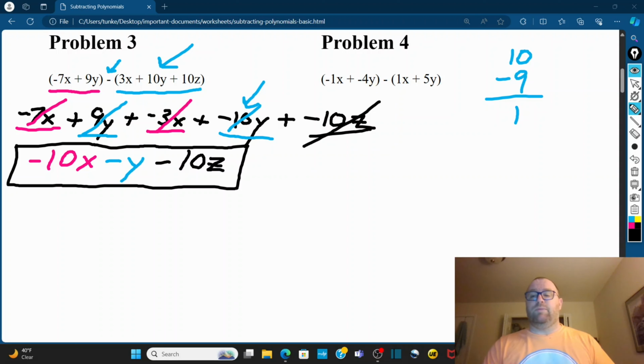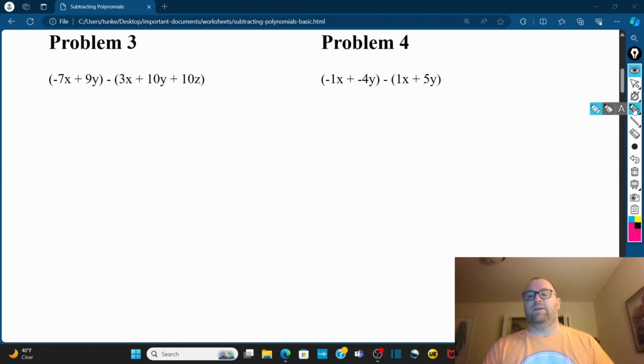Okay, I'm going to erase this one. We'll move to our last problem, which was problem 4. Okay, so in problem 4, we have the polynomial negative 1x plus negative 4y, and from that, we're subtracting the polynomial 1x plus 5y. Okay, again, I'm going to change this sign to an addition sign and change the signs in this polynomial here, the one that's being subtracted.